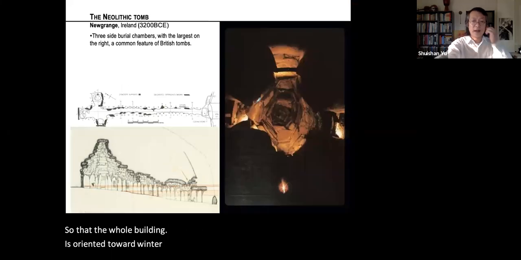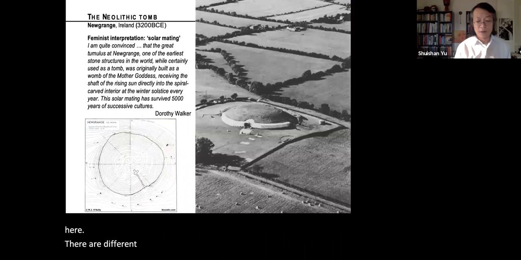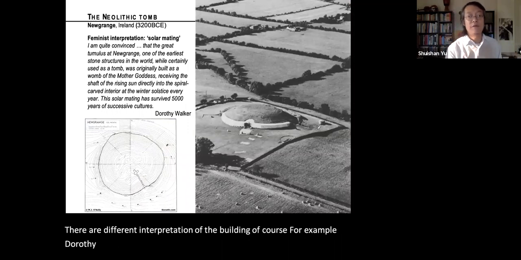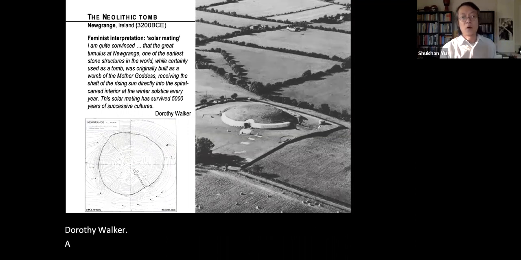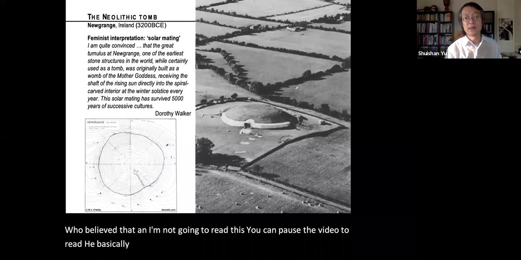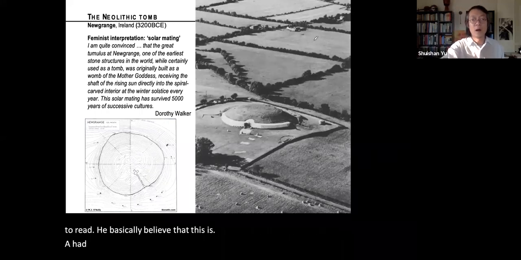It's a more elaborate version of the menhir. There are different interpretations of the building, of course. For example, Dorothy Walker, a feminist, believed that, and I'm not going to read this, you can pause the video to read it. He basically believed that this had what he called solar mating.